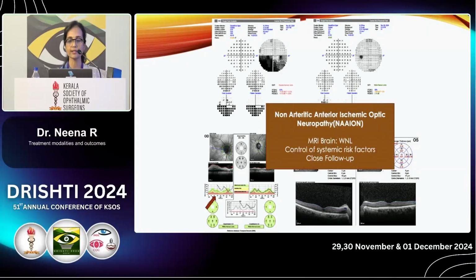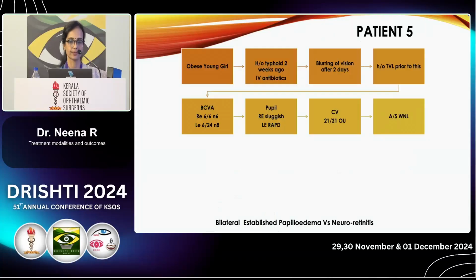And so we decided to do an MRI just to rule out other things and to be sure of our diagnosis. He was told to control his systemic risk factors and to evaluate for other conditions which could have precipitated this, and a close follow-up was advised. We didn't start him on oral steroids.